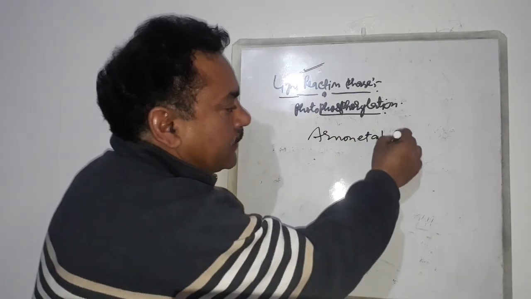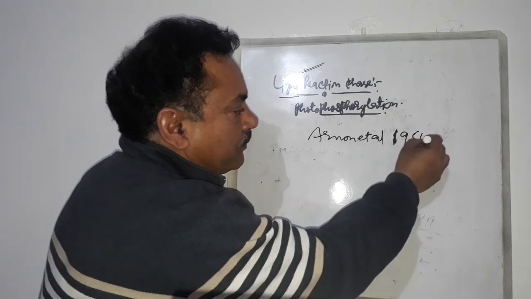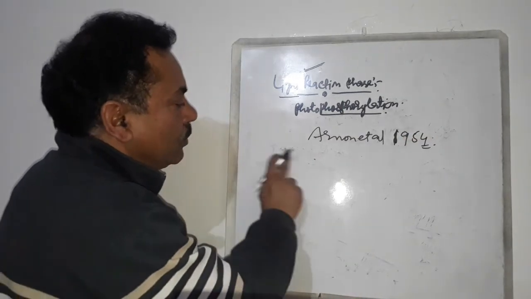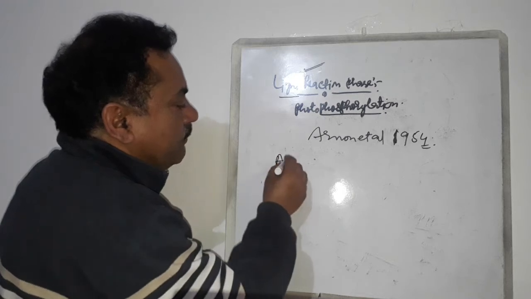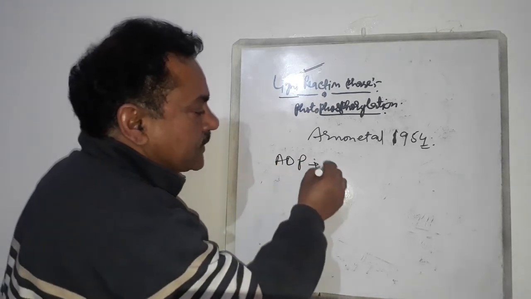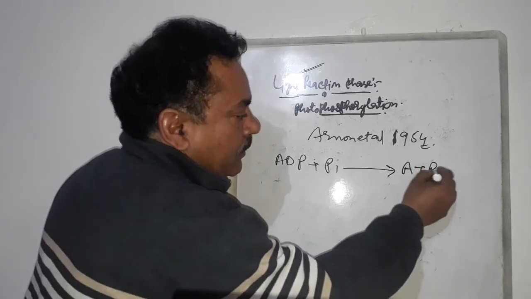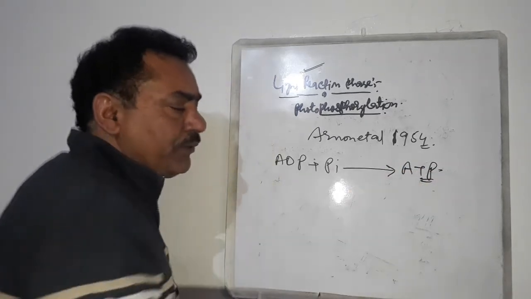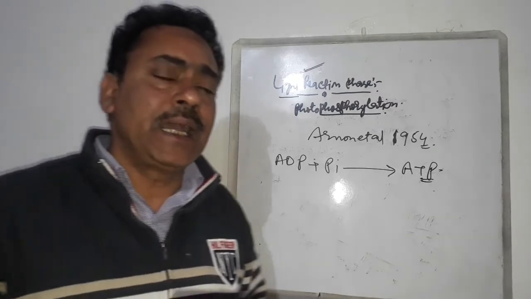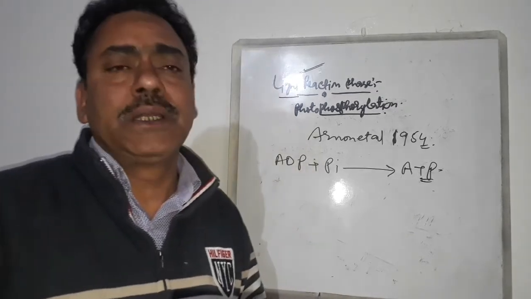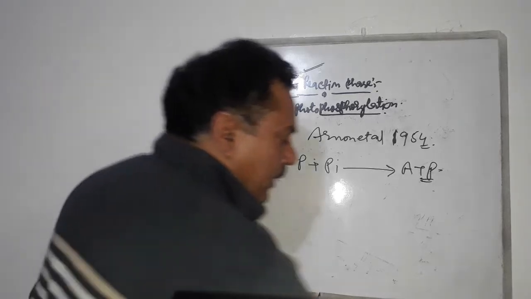In 1954. And this photophosphorylation, as you know, is the combination of adenosine diphosphate with inorganic phosphate to generate ATP. And if this ATP formation from ADP and inorganic phosphate is driven by the light in the chloroplast, you will call it photophosphorylation.